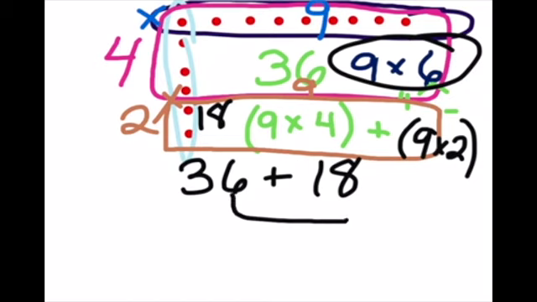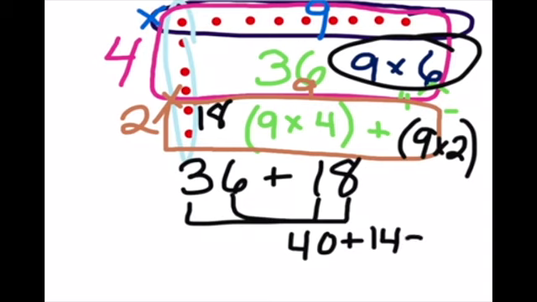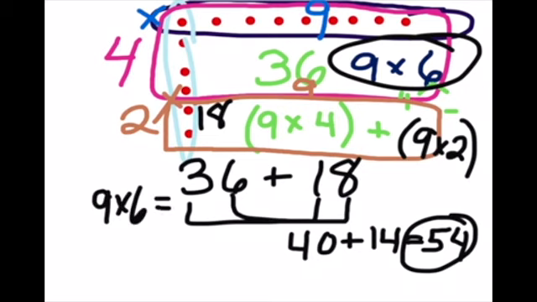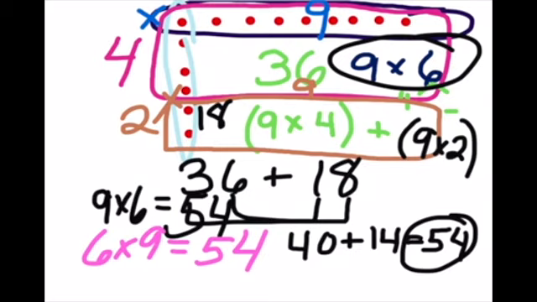So we have to do 6 plus 8, and that is 14. And then 30 plus 10, which is 40. What would be 40 plus 14? Can you help me out with that? 40 plus 14. Thank you. That's 54. Thank you very much. Good job. So 9 times 6 equals 54. Or what's the other related problem? 6 times 9 equals 54. Thank you. Good job.